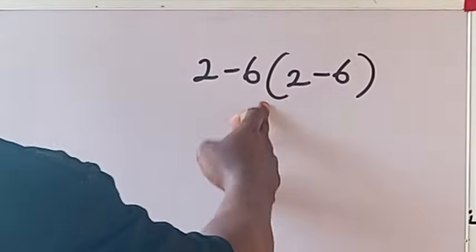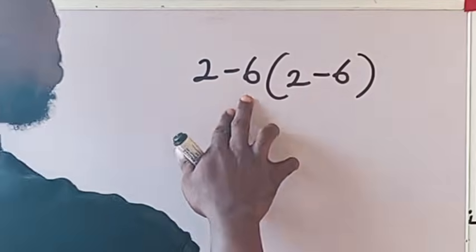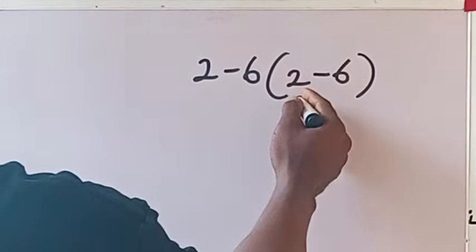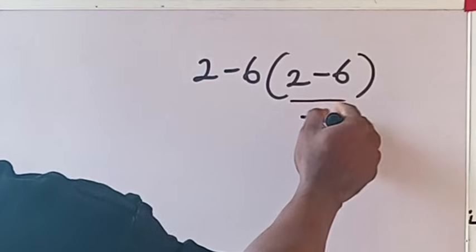2 minus 6 times 2 minus 6. Now, take note, people solve this question wrongly. Let me show you how. They do this first, which is multiplication, bracket first. This will give you minus 4.